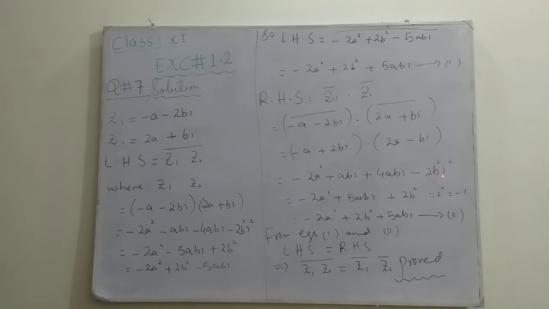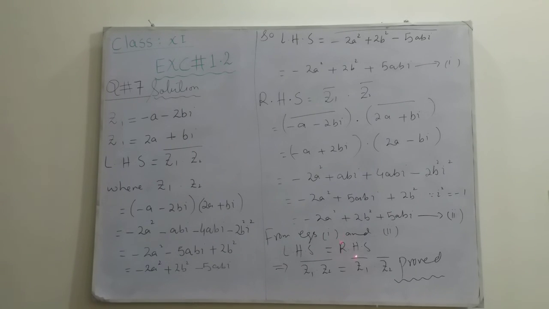Here again putting iota square equal to minus 1 and writing real part with real and imaginary separate. So from equation number first and second, we get minus 2a square plus 2b square plus 5ab iota. So from equation first and second, left hand side and right hand side both are equal, which implies (z1 into z2) whole conjugate is equal to z1 conjugate into z2 conjugate.